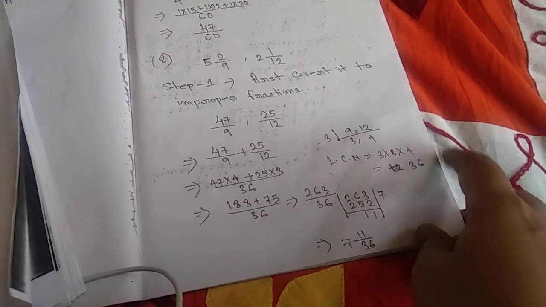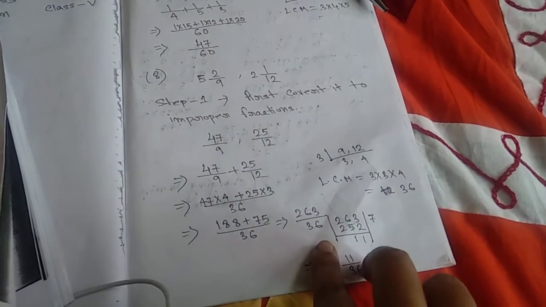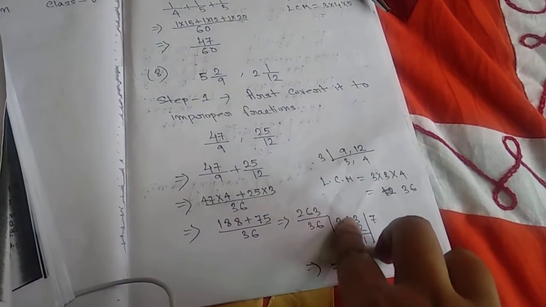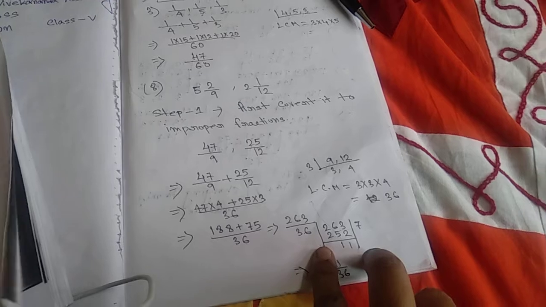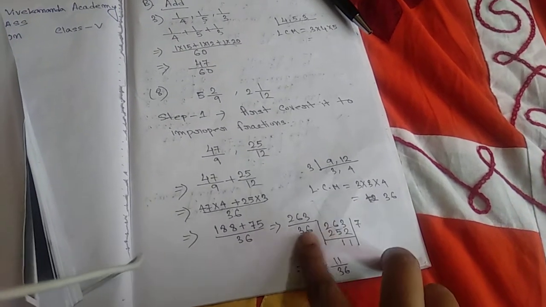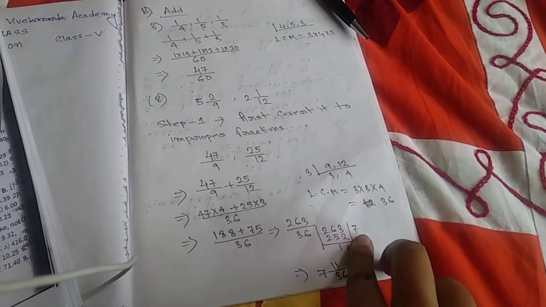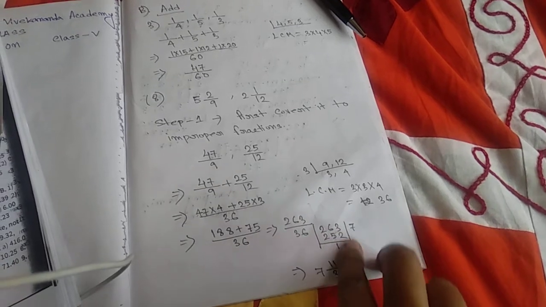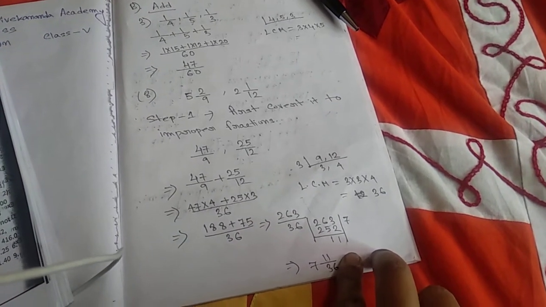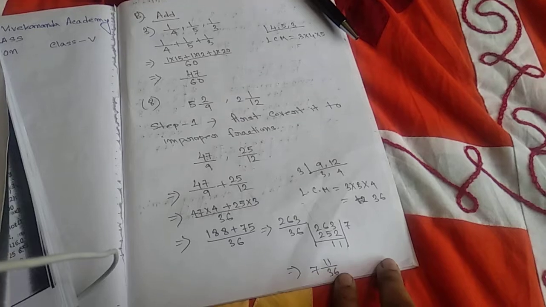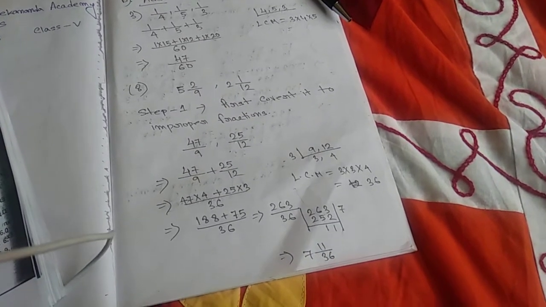Again the answer is an improper fraction. So you have to transform it into a mixed fraction. So 263 by 36, you have to divide 263 by 36. It goes 7 times. It will be 252. So 11 is our remainder. So the answer will be 7 whole 11 by 36.